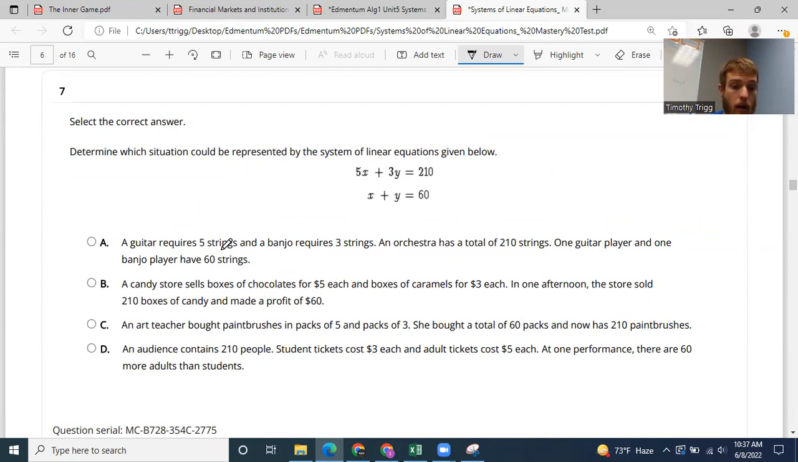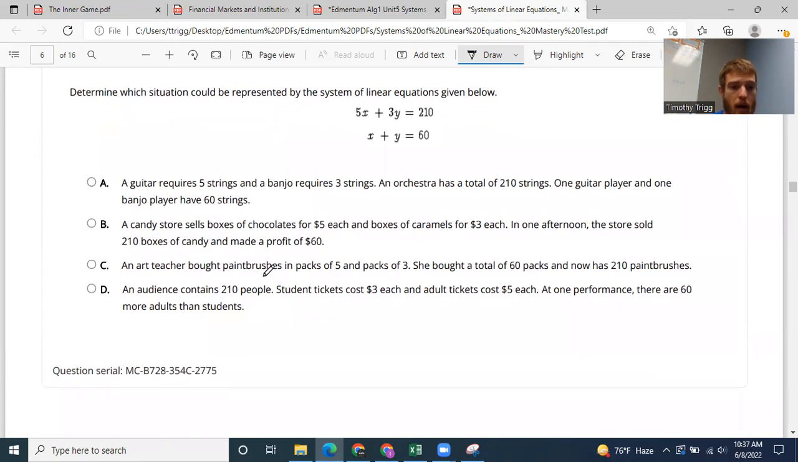A guitar requires 5 strings and a banjo requires 3 strings. The orchestra has a total of 220 strings. No, that's not right. A candy store sells boxes of chocolates for $5 each, boxes of caramels for $3 each. In one afternoon, the store sold 220 boxes. No, that's not right.